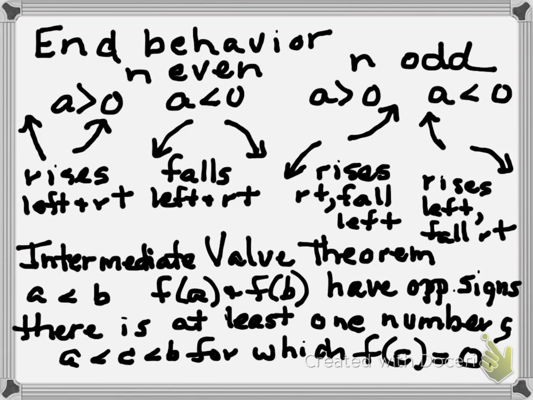Okay, the next aspect that I want to have you look at is if you have a value a less than b, and f of a and f of b have opposite signs. One is positive, one's negative. Then we know there is at least one number c that lies between a and b for which f of c equals 0. And that's the intermediate value theorem.